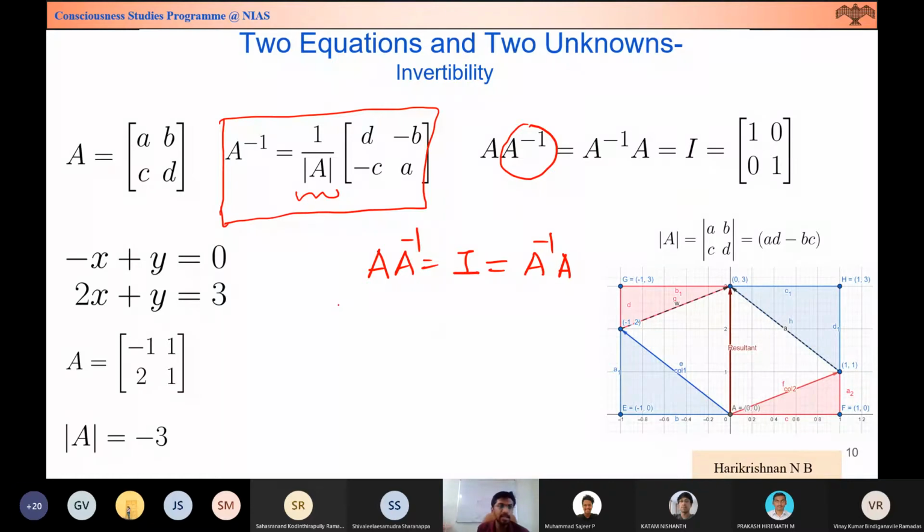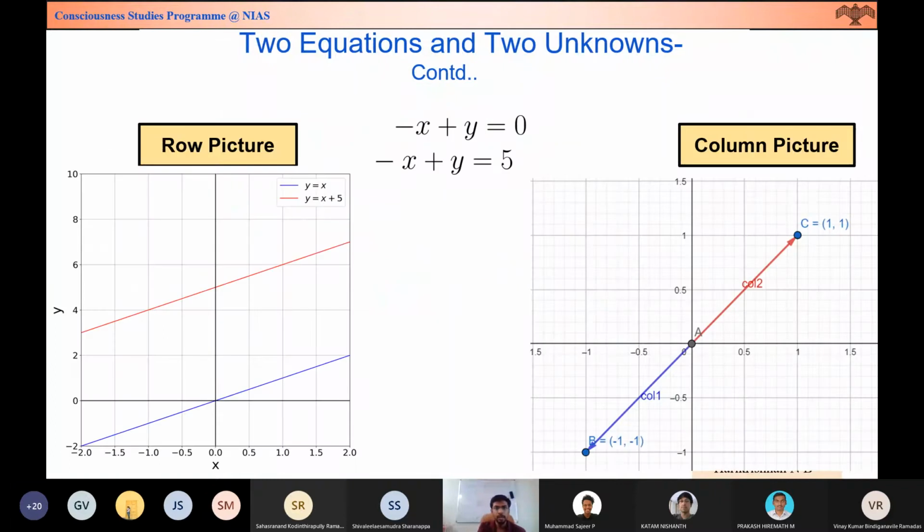So in this case, we have an inverse. We can actually compute the inverse because the determinant is not 0. And remember, these are defined for square matrices. Now we'll go to the next example. What can we say about this particular system of linear equations? Minus x plus y equal to 0 and minus x plus y equal to 5.